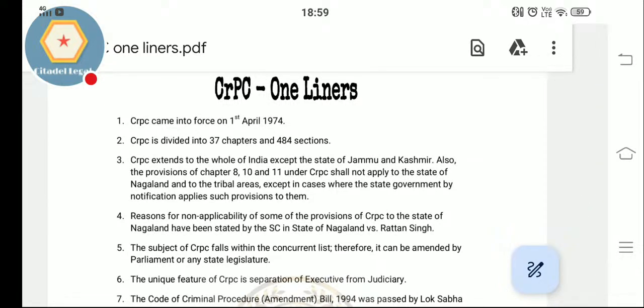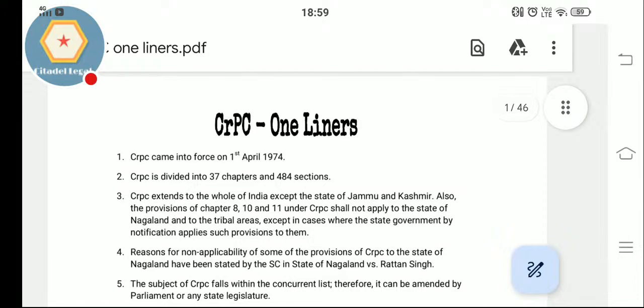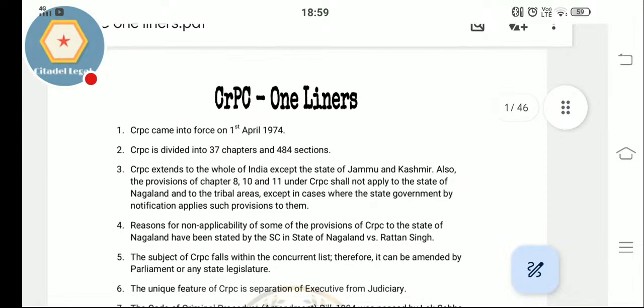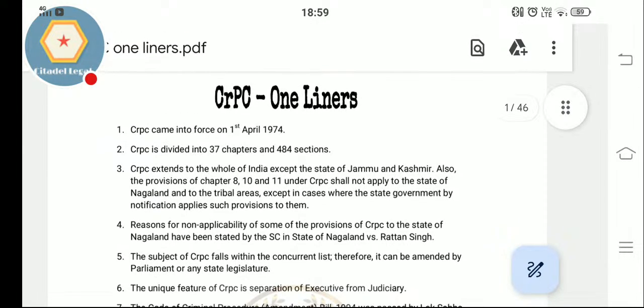So welcome friends. In today's class we will discuss the most important one-liners, or selective one-liners, that I have selected for you for the purpose of your law related exams. It may be your judicial service exam, it may be your law officer exam, whatever it may be. These are helpful for the purpose of cracking the preliminary examination.